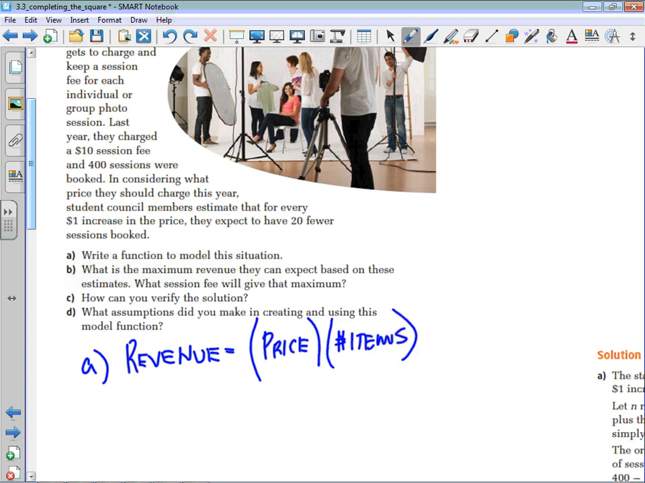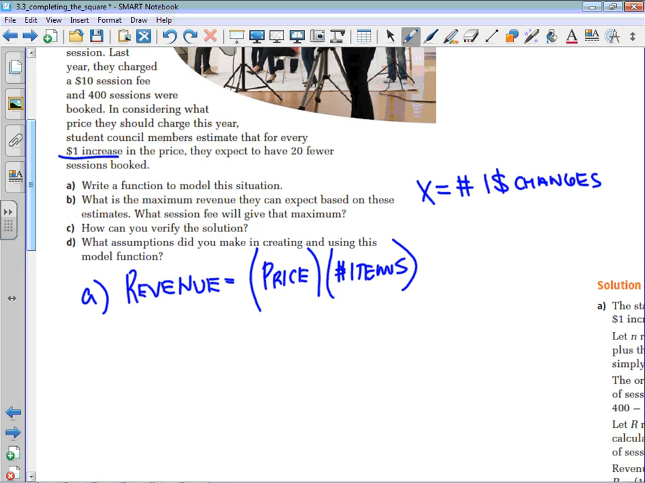So what we're going to do is identify that it says for every $1 increase in the price. So I'm going to say that x is equal to the number of $1 changes in price. So if x is positive, it's going up. If x is negative, it's going down. And what we're going to get then is revenue as a function of x.